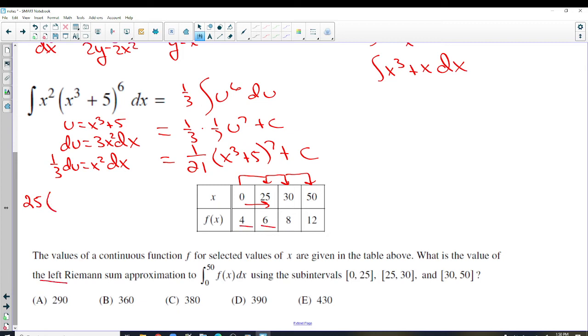And of course, we're using left Riemann sum, so we're going to pick the 4. And then 25 to 30 is 5, and we're picking the 6 now. That's the left side of 25 to 30. And then 30 to 50 is 20, and the left side is 8. So 100 plus 30 plus 160, I'm getting 290.